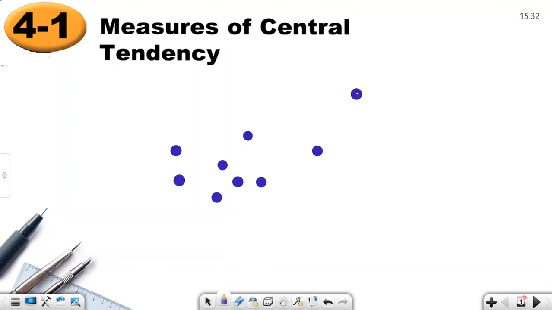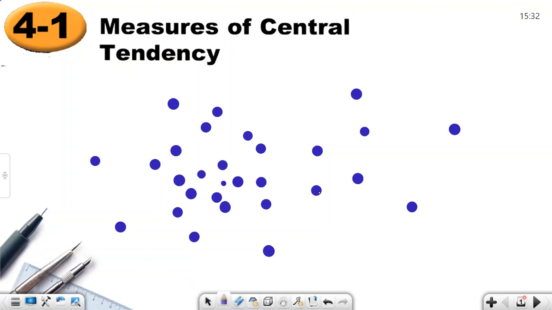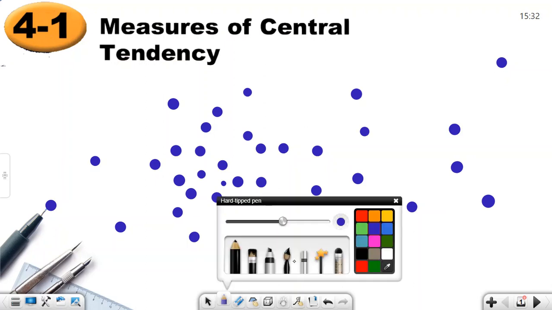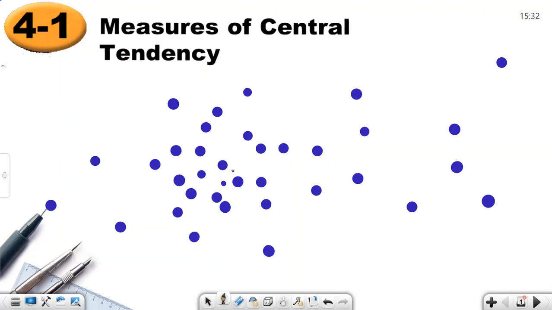So I'm going to put lots of dots on the screen. Let's put lots of dots here. More here. Well, let's see. That's enough now. Where are they grouping together? I'm going to ask you that question. Let's say around this point, there are lots of numbers grouping.